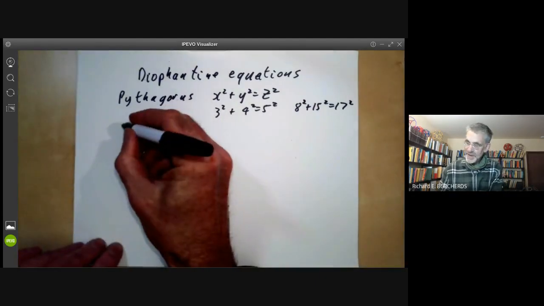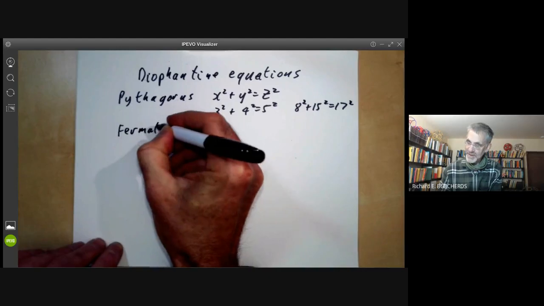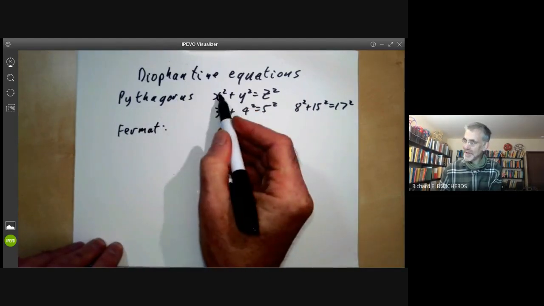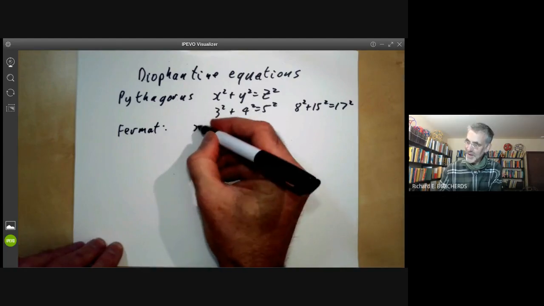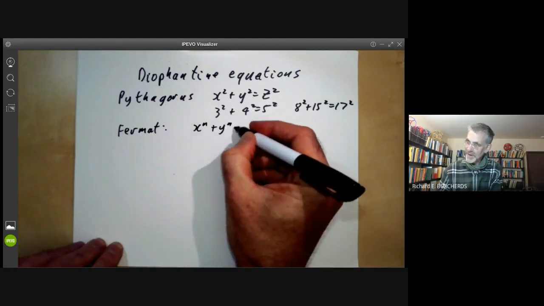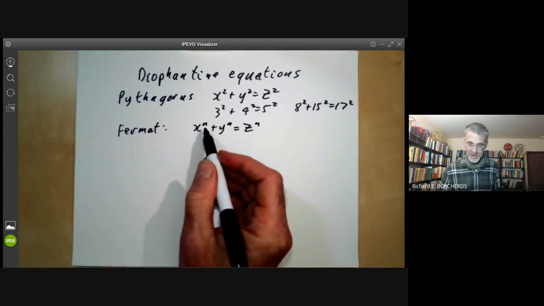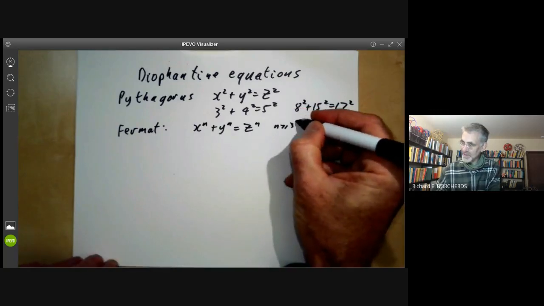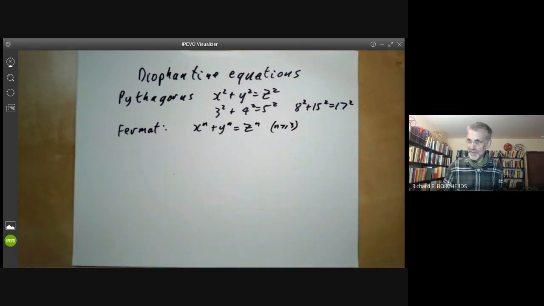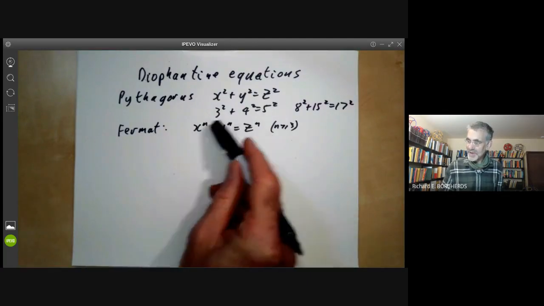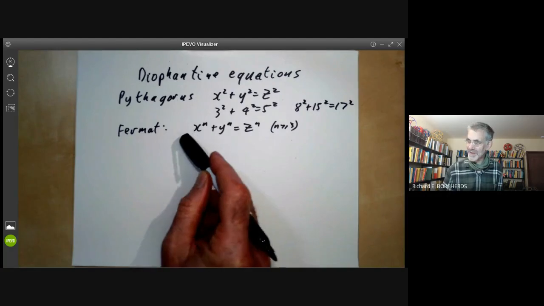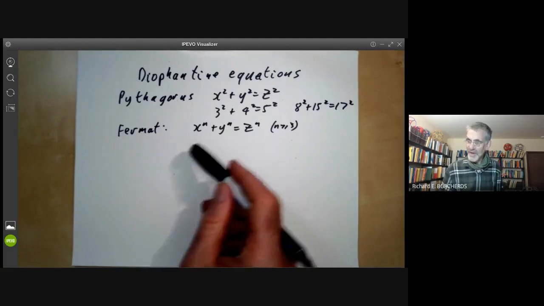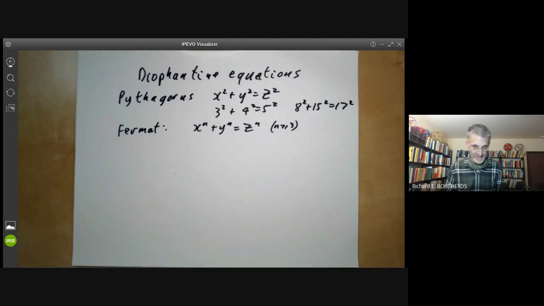A particularly notorious example is Fermat's last theorem. So Fermat changed the exponent here from 2 to some higher number and asked whether x to the n plus y to the n equals z to the n has any solutions apart from the trivial ones where x or y or z is 0. So here n is greater than or equal to 3. And he said he had proved there are no further solutions, although he probably hadn't, and for a couple of centuries, this was the most notorious open problem in mathematics. It's just Fermat's last theorem, until it was finally solved by Andrew Wiles in the mid-90s.